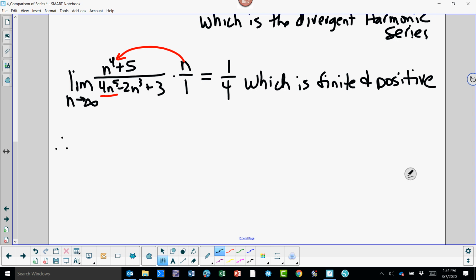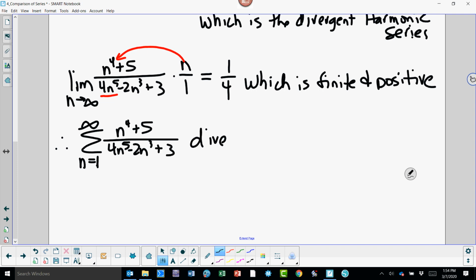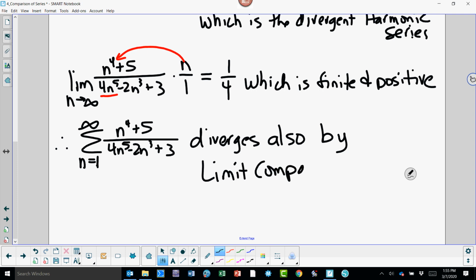My conclusion is therefore this original series diverges also, because that's the key. They do the same thing. Okay, it's a comparison test. So it diverges also by the limit comparison test. Okay, so much easier test. So again, limit comparison test.